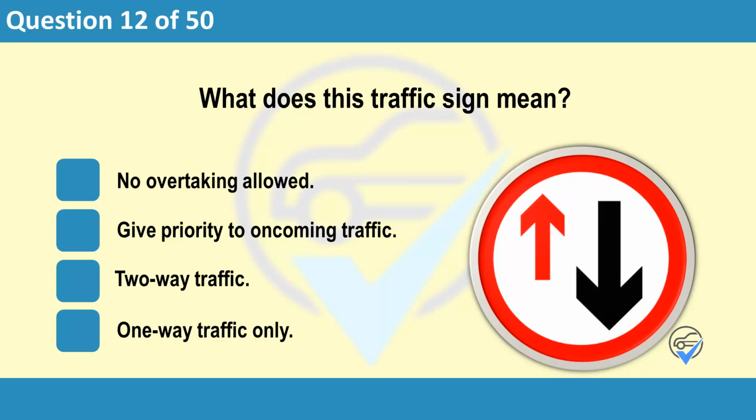What does this traffic sign mean? No overtaking allowed. Give priority to oncoming traffic. Two-way traffic. One-way traffic only.